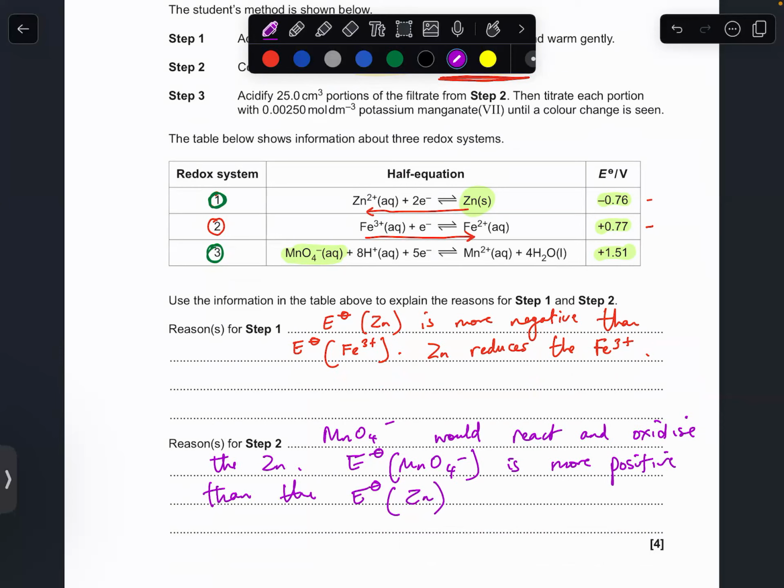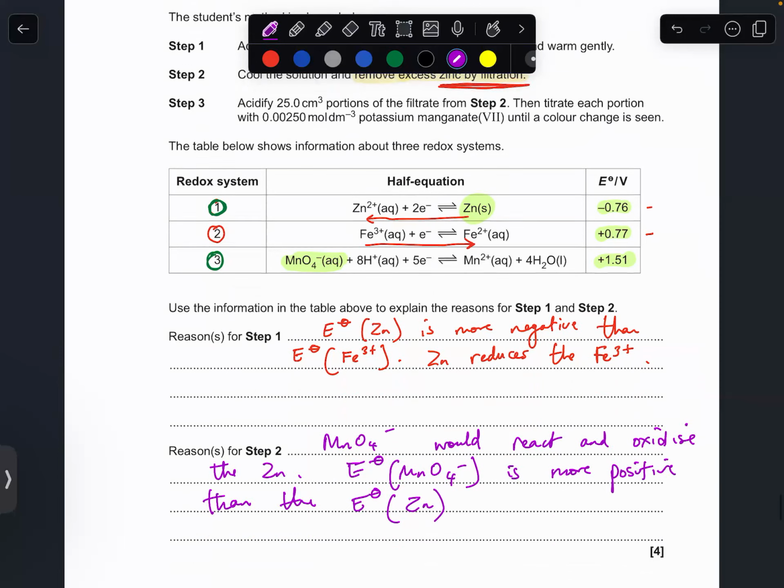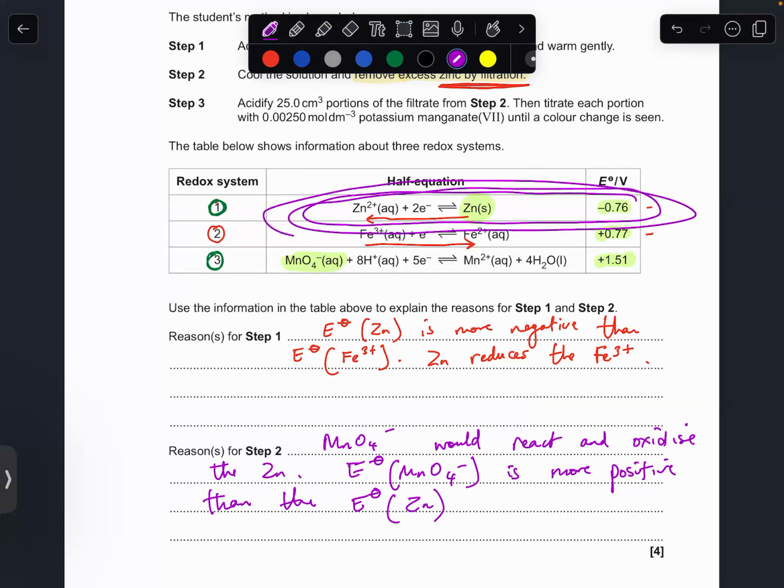And these are your reasons. Just reinforcing the basics of when you're dealing with electrode potentials, the more positive the electrode potential, the greater tendency it has to gain electrons and to reduce what it's reacting with. The more negative the electrode potential system, for example with zinc, it has a tendency to lose electrons itself, which it gets oxidized, and in turn it will reduce what it's reacting with because it's giving off electrons.